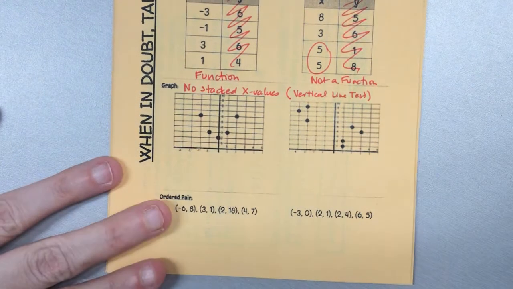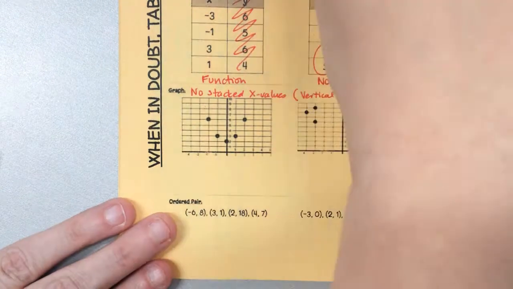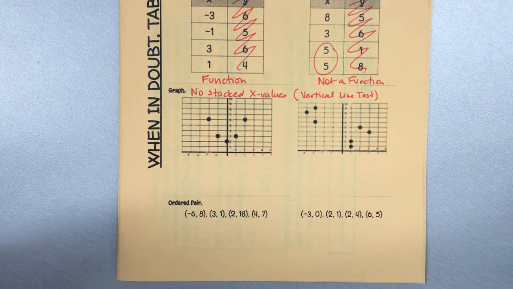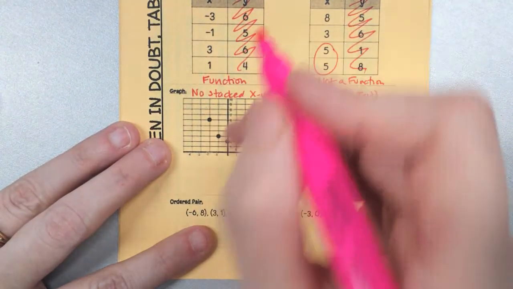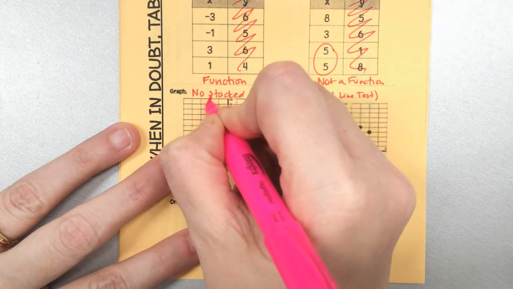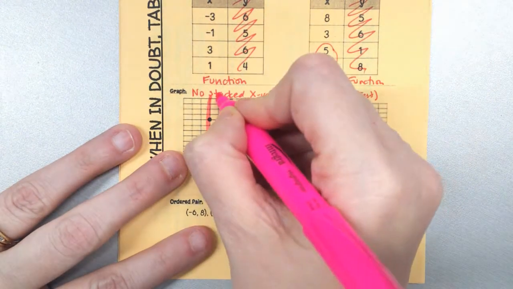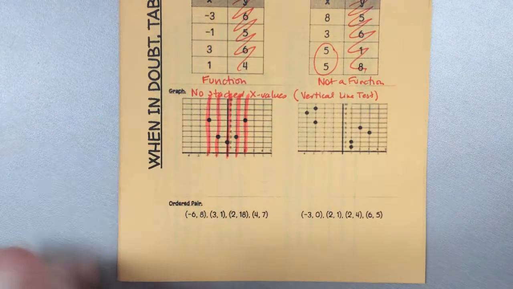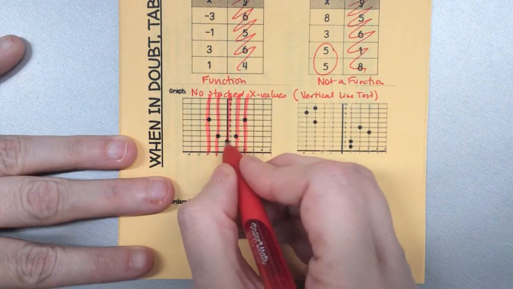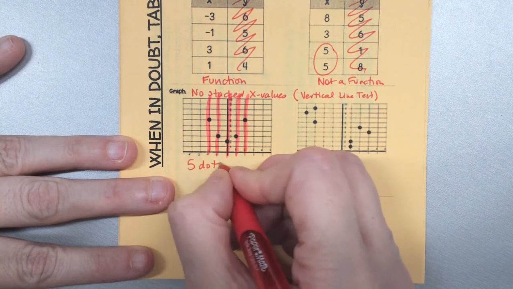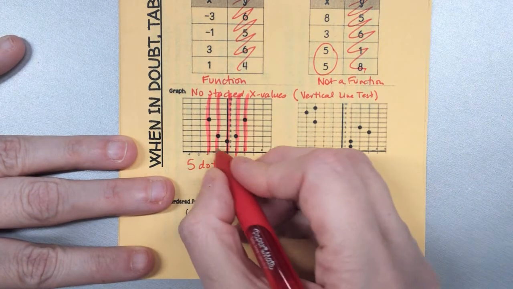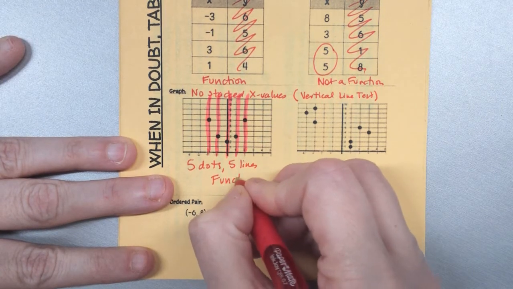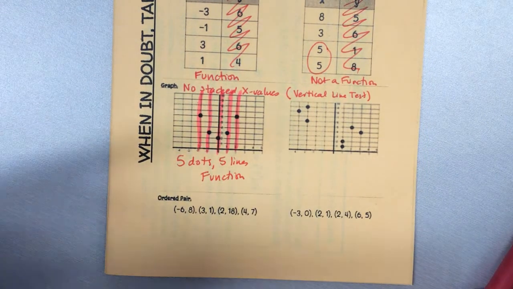I want you to watch this strategy, and then in a minute I'm going to show you on the homework how to use the vertical line test. This strategy works with dots, so this is the dot strategy. Everybody, pencils down and watch. I'm going to make a vertical line through every single dot. How many dots do I have? 5. How many lines do I have? 5 lines. This is a function because I have the same number of dots as I do lines.